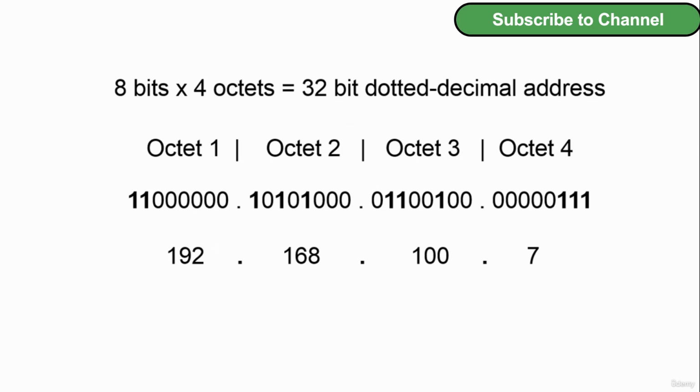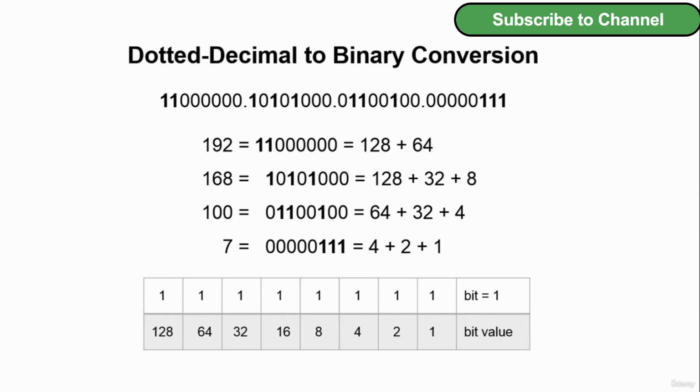So here's an example. There's a 32-bit dotted decimal address. 8 bits times 4 octets is 32. So there's 8, 16, 24, 32. The 4th octet is over to the right, and as we move to the left, it goes to the 1st octet. Here's an example, 192.168.100.7. I'm going to show you how to do a conversion here so you know how the bits work.